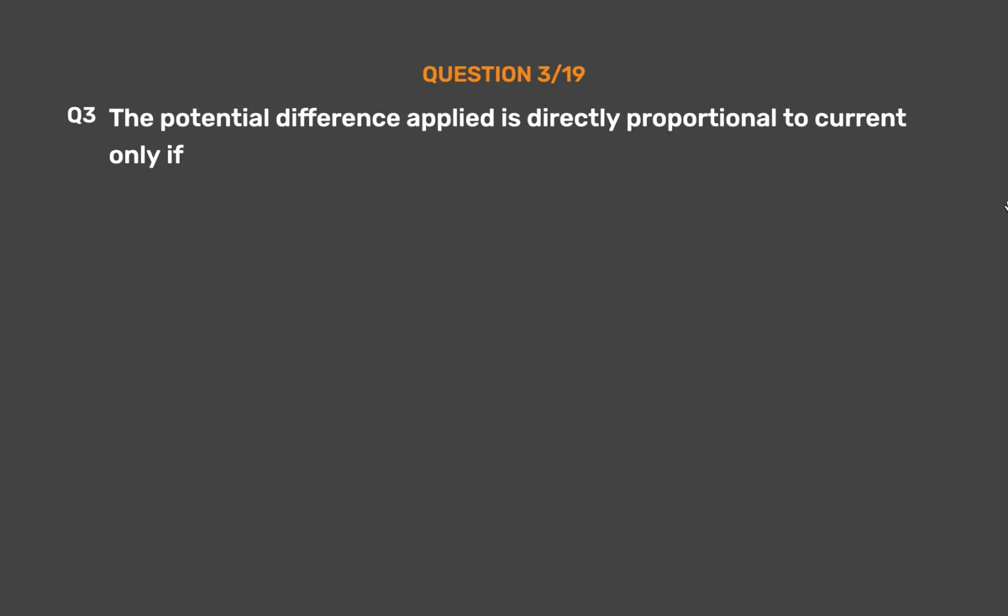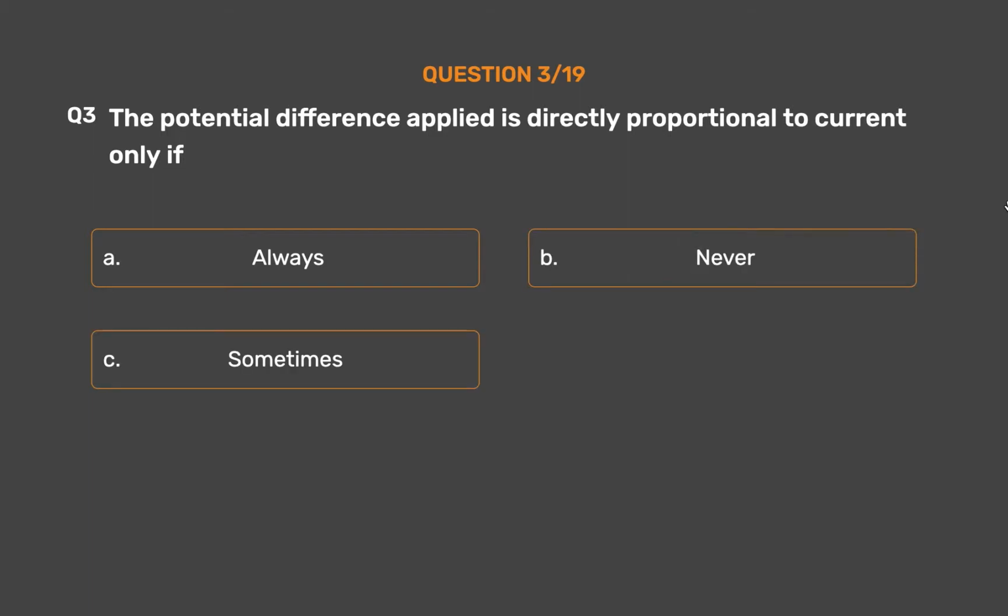Question number 3. The potential difference applied is directly proportional to current only if. Option A. Always. Option B. Never. Option C. Sometimes. Option D. When temperature is constant.